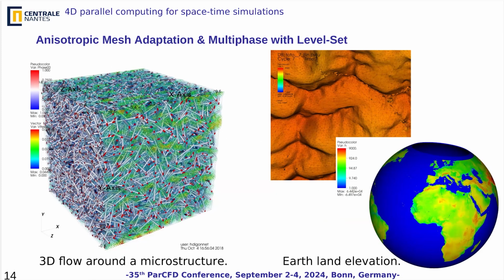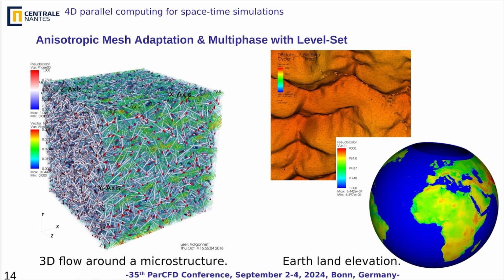This is some 3D test case we have done with that. Here I represent only the iso volume, the positive part of the level set. One was a 3D flow around a microstructure. It was not Navier-Stokes, more Stokes equation, because it was for composite materials. Here I think there are 10,000 fibers, and we compute the flow around them. And here it was more challenging: a 3D mesh of the Earth with a level set that represents the Earth land elevation at Earth level with some details that are close to 100 meters.